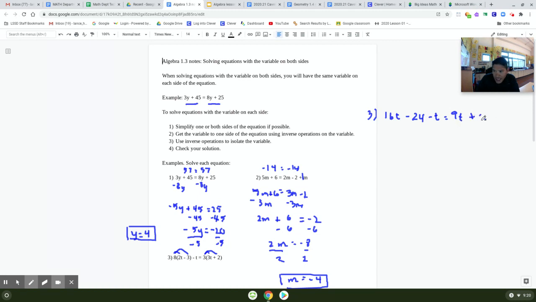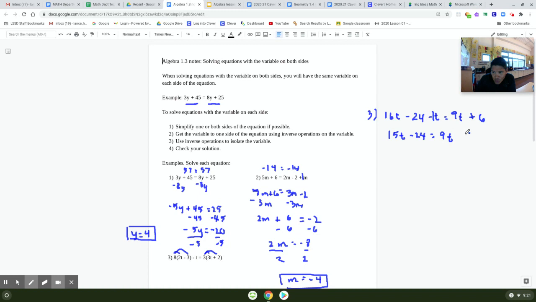is positive 6. So we have the variable on each side of the equation, but on the left side of the equation, we can simplify. 16t minus t, kind of like on the last example, this minus t is the same as minus 1t. You don't have to write it in there, but for some people it might help. So before we get the variable to one side of the equation, simplify the left side. 16t minus t, 16 minus 1 is 15, so 15t, minus 24 is equal to 9t plus 6.